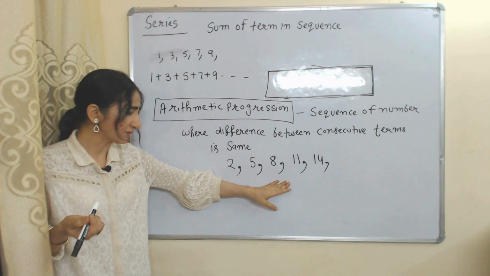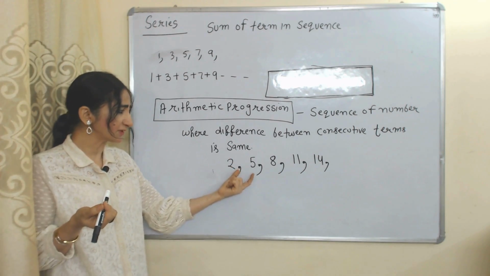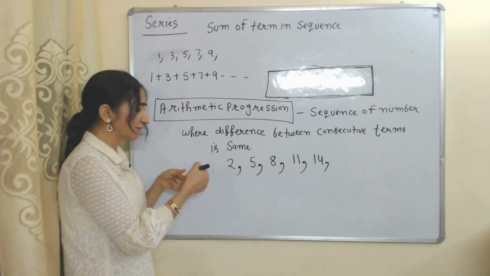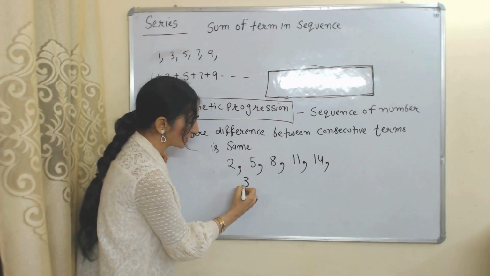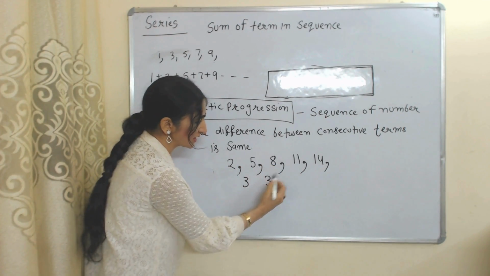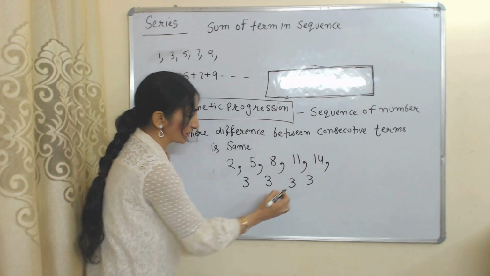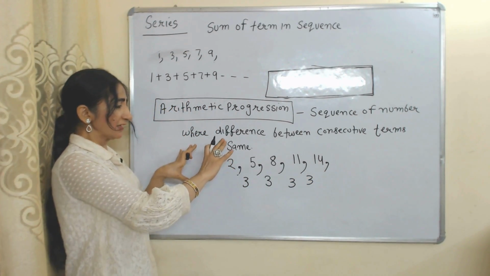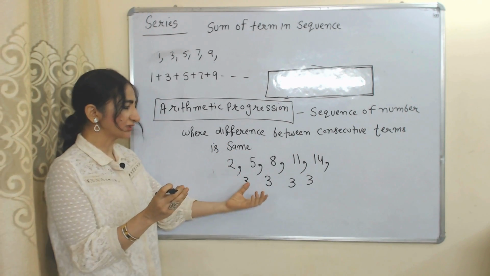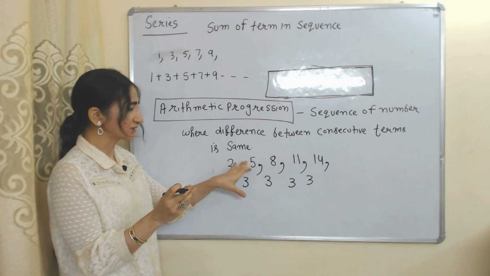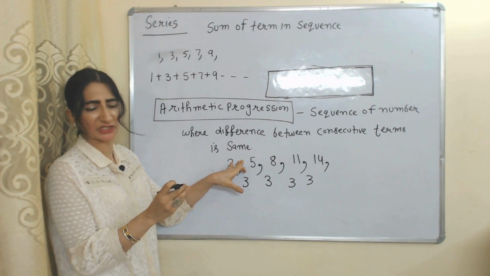And this is a sequence. Here you can see difference between consecutive terms is the same. Difference between these two numbers is 3. Difference between these is 3. Difference between these is 3. Difference between these is also 3. So here you can see difference between consecutive terms is the same. That's why this will be called arithmetic progression.